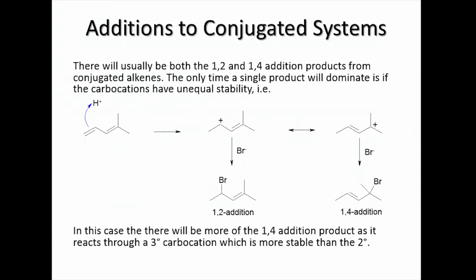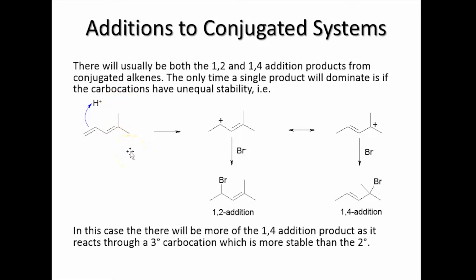So let's look at addition to a conjugated system. And I'd like to remind you what a conjugated alkene is. It contains two or more double bonds, but the important point is they're spaced apart by one single bond. You have a double bond, a single bond, and a double bond. Now, in this example, notice we've got two hydrogens down here. This is a secondary carbon. This is a secondary carbon, but this is a tertiary carbon because we've got two methyl groups on it.